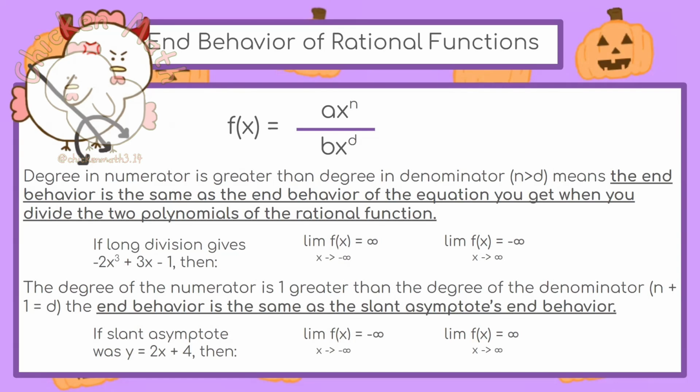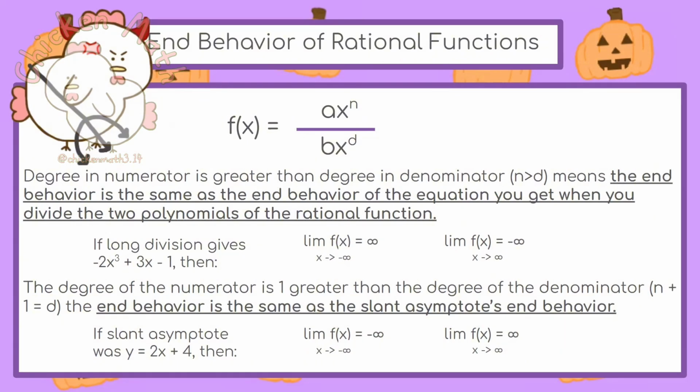Okay, so now we'll be talking about end behavior of rational functions when the degree in the numerator is greater than the degree in the denominator. So when this happens, the end behavior is the same as the end behavior of the equation you get when you divide the two polynomials. So if we divide the two polynomials and we get negative 2x to the third plus 3x minus 1, then the end behavior of the function will be the same as the end behavior of negative 2x to the third plus 3x minus 1.